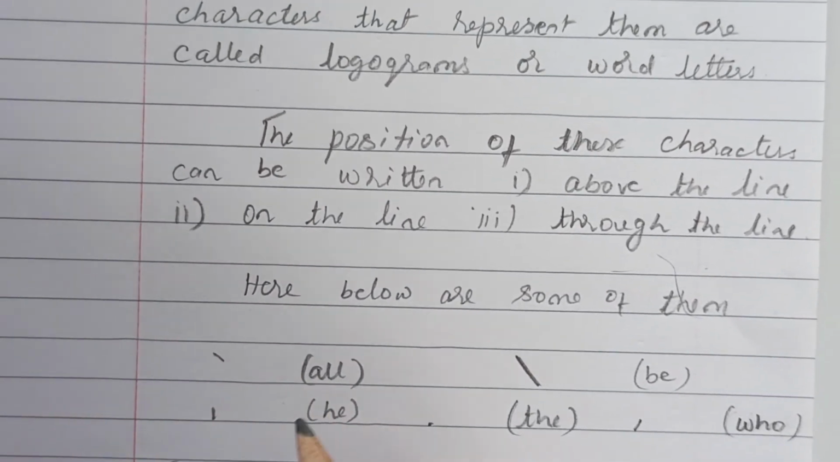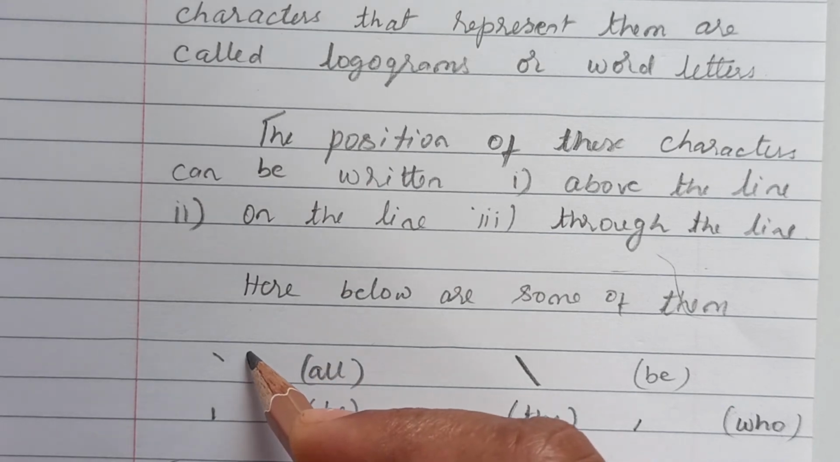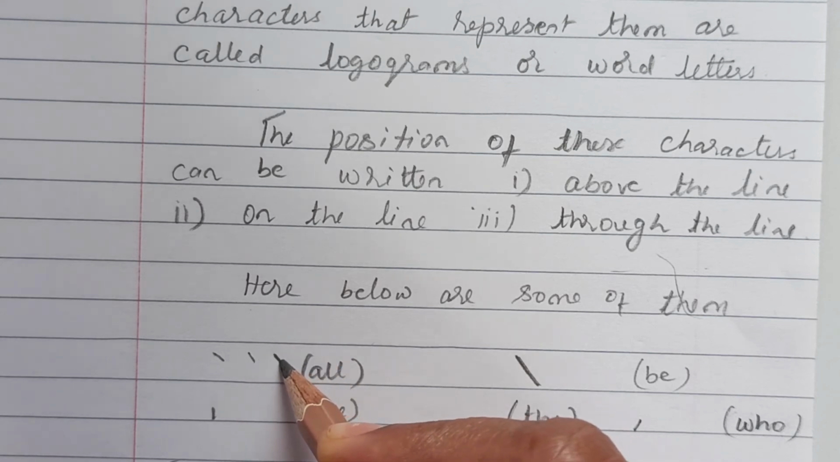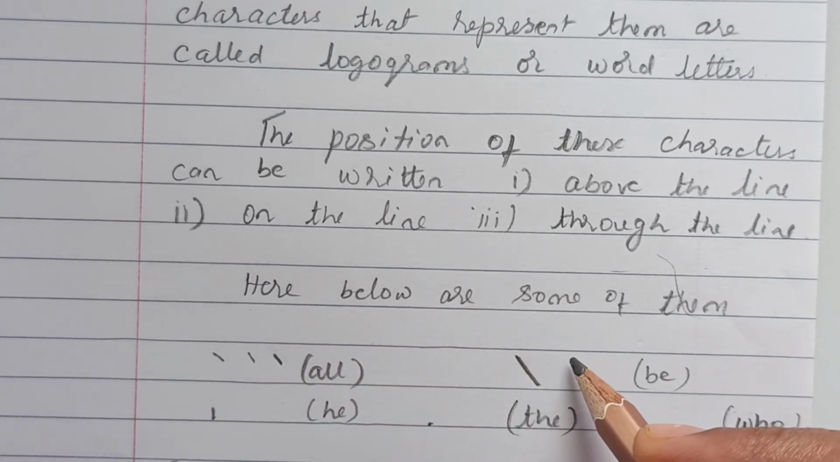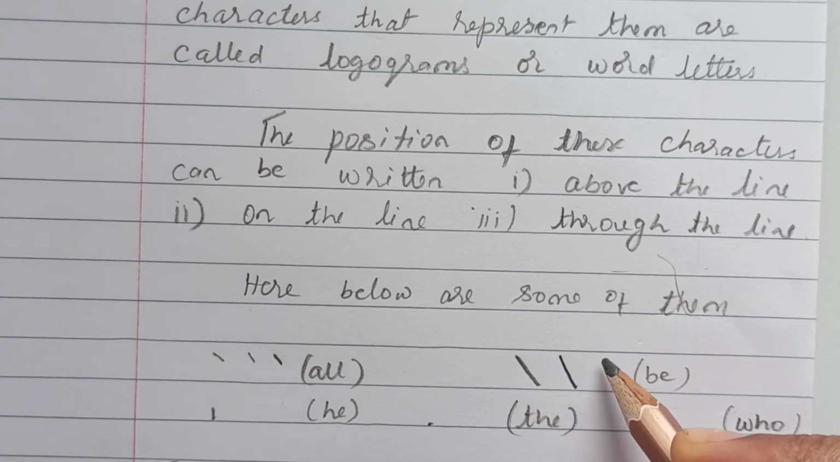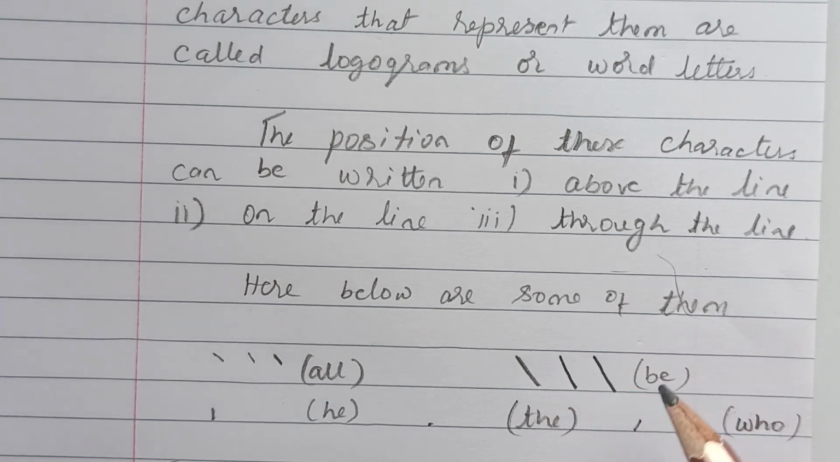And we'll try to write how it is written. A small oblique is all. And B. You can see there is no need of writing the vowel here. It is considered as B, because the sound itself represents B.